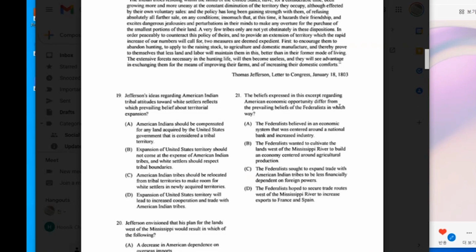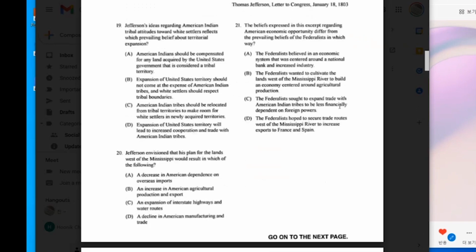So Irene, Jefferson's beliefs were aligned with which party's ideas? He was Democratic, more so Republic. Democratic Republican, right? And they were often compared to the ideas of the Federalists, right? So Federalists versus Democratic Republicans, right? Okay. Let's move on to the next stimulus.